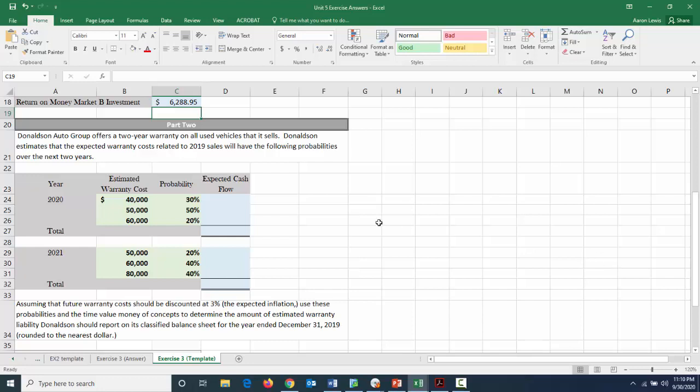Well, what is the expected cash flow? We can figure this out by taking the estimated warranty cost at a level and multiplying it by its probability. We can do that for all 3 of our different scenarios.